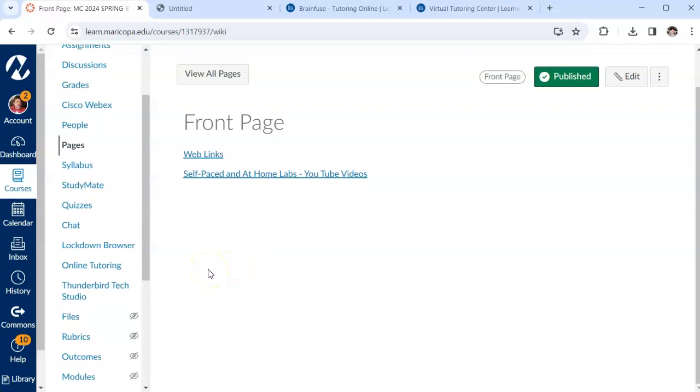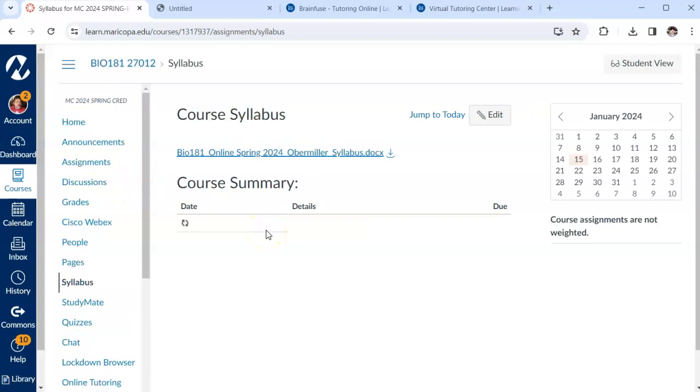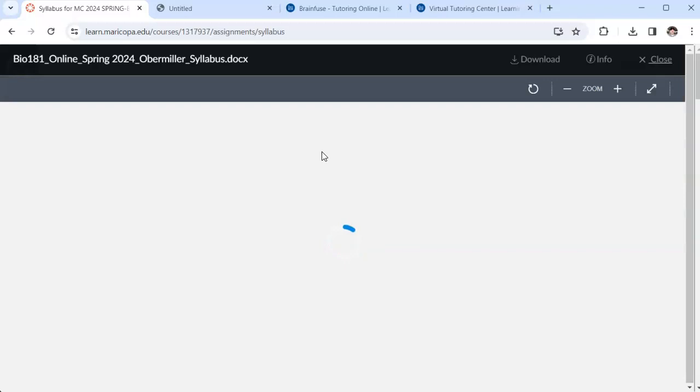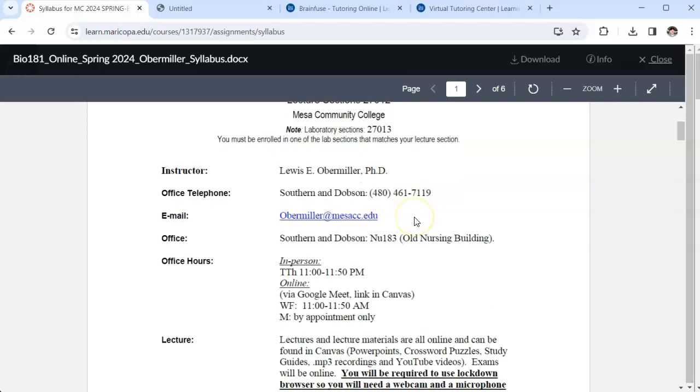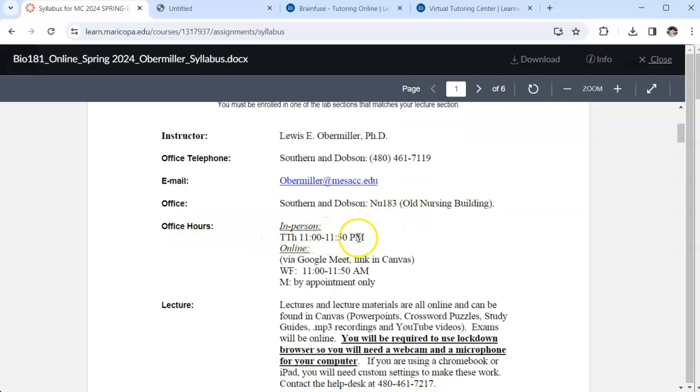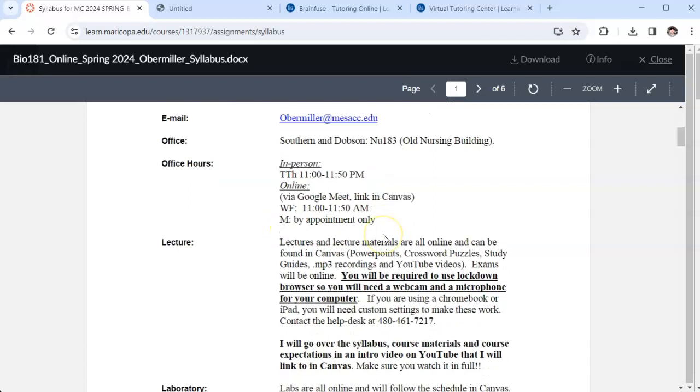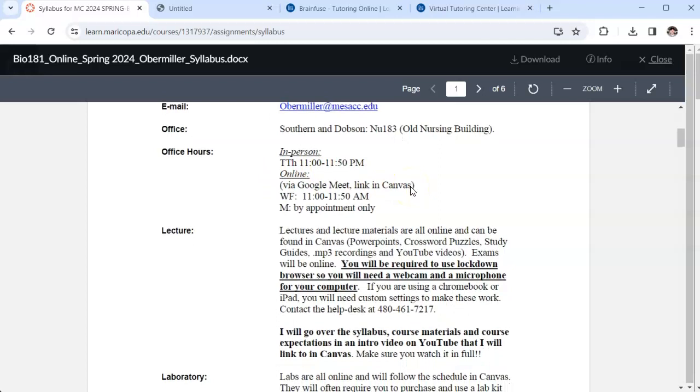All right. So I'm just going to go to the syllabus and then we'll wrap this up. So here's the syllabus. Bio 181 online, spring 2024. Make sure you're in this section number. You have to be enrolled in this lab. It's a half section. Office hours in person Tuesday, Thursday, and online Wednesday and Friday. Like I said, I'll try to remember to do my in-person office hours online as well, since all I have to do is click on Google Meets.